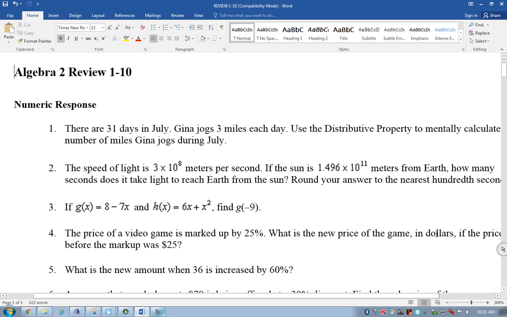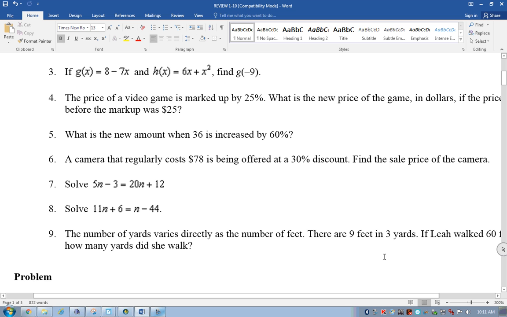All right, Algebra 2 review 1 through 10 for our second test. The question that showed up the most that students wanted to see was number 5. What is the new amount when 36 is increased by 60%?